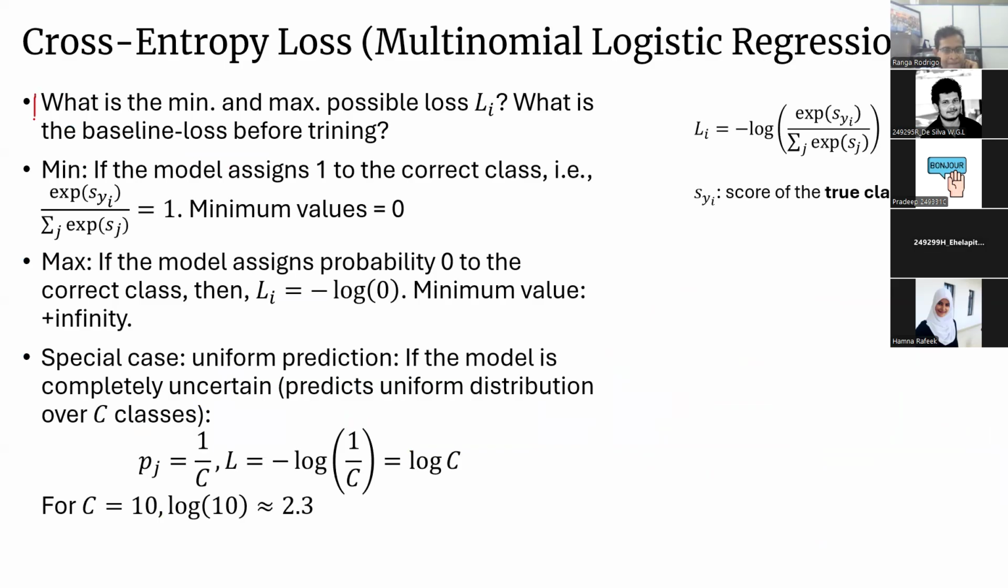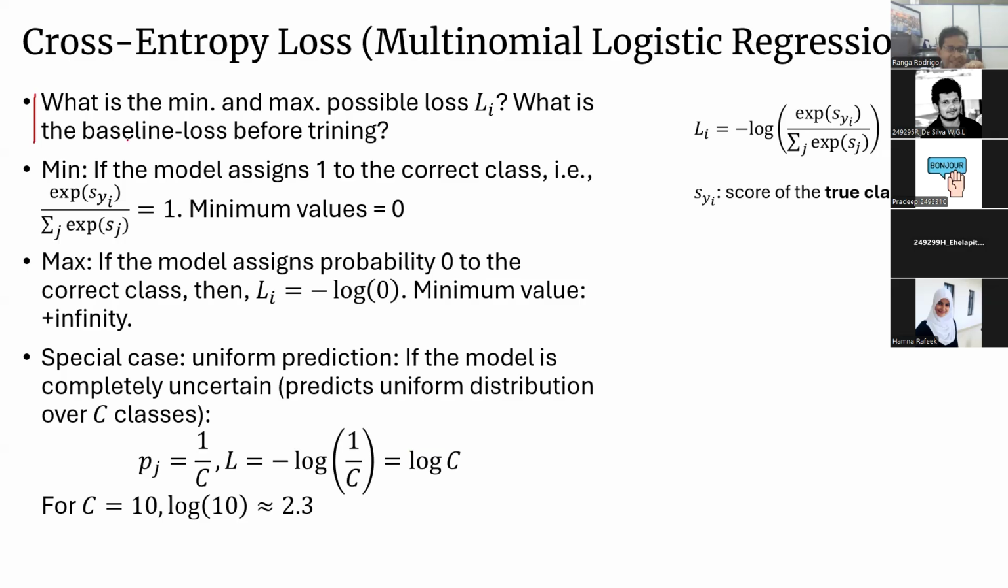What is the minimum and maximum possible loss Li? What is the baseline loss before training? These are the questions. I'll give you a minute to think about it. What can be the minimum possible loss?